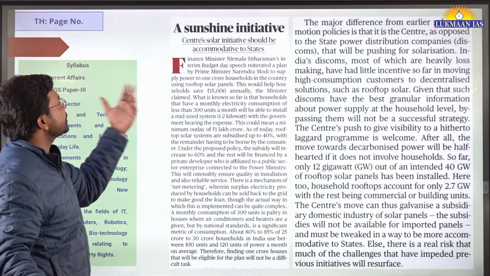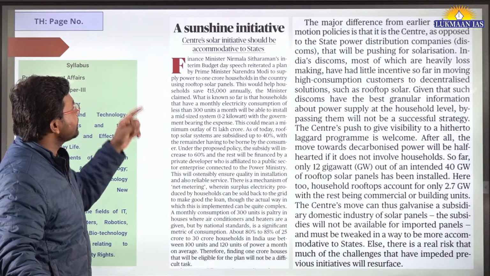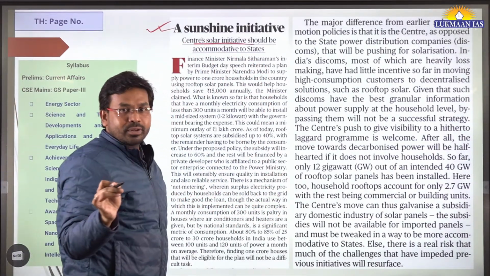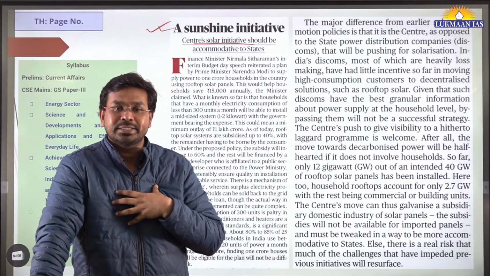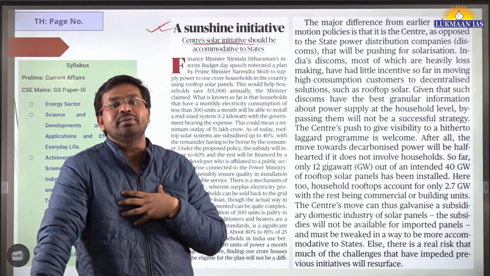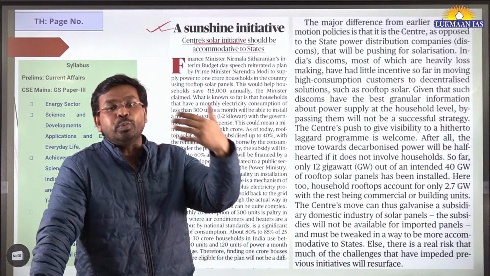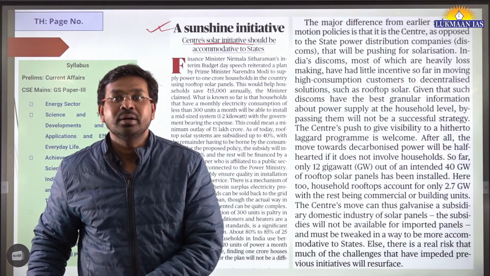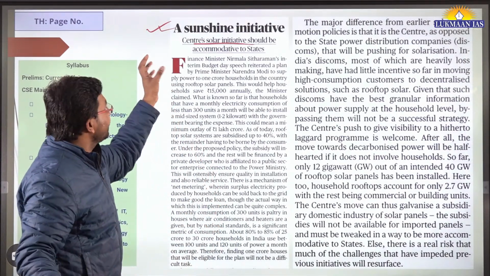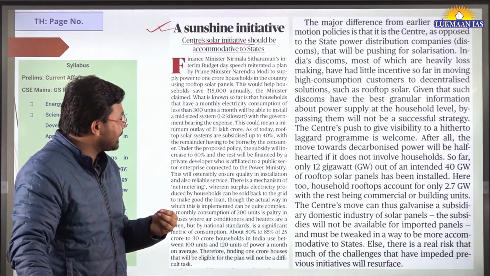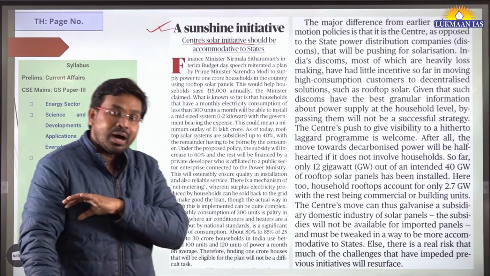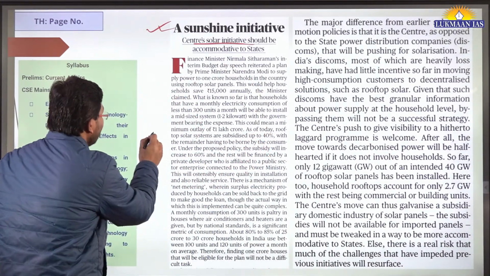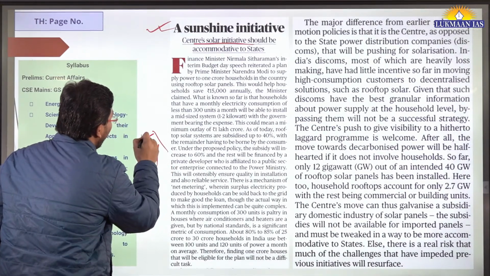It says a sunshine initiative. Center's solar initiative should be accommodative to states. Okay. So what has happened? The central government, Prime Minister Modi, has announced that he will secure solarization of rooftops of 1 crore households in the country. So here Prime Minister Narendra Modi has said that he is going to help around 1 crore people in the country to get what? To get solar rooftop.